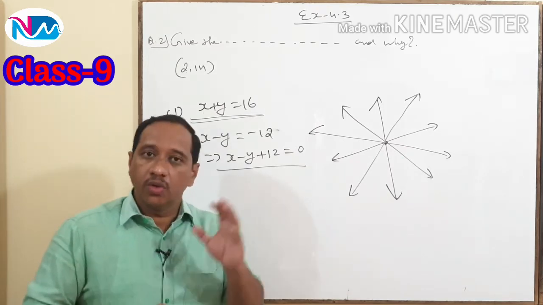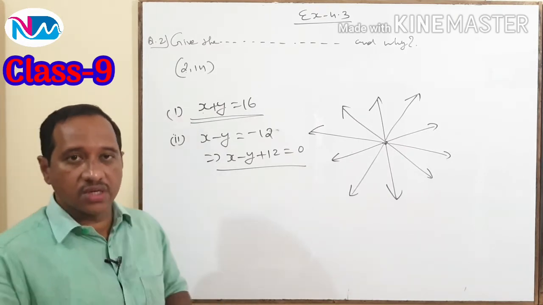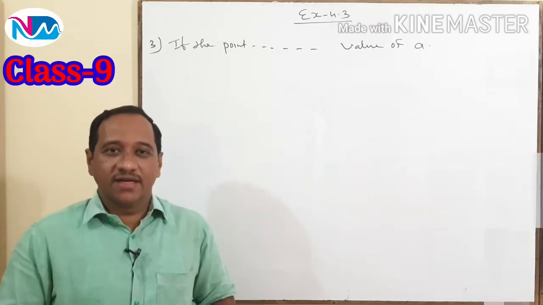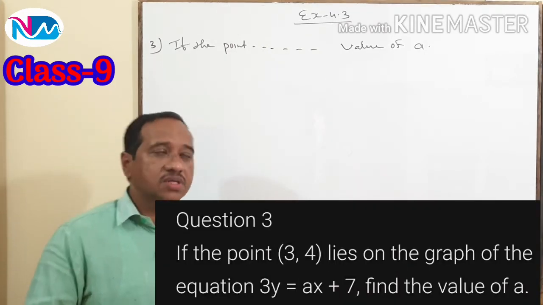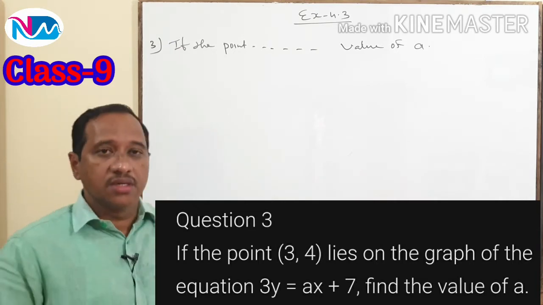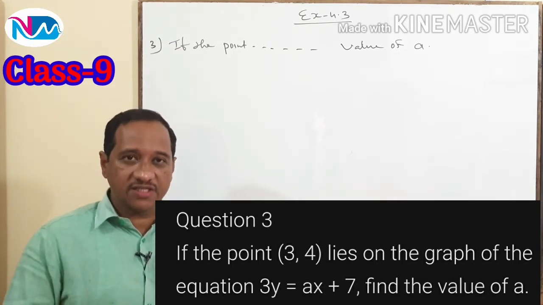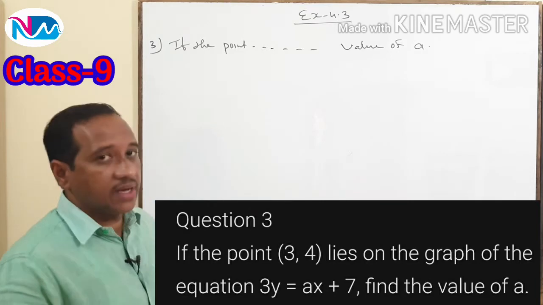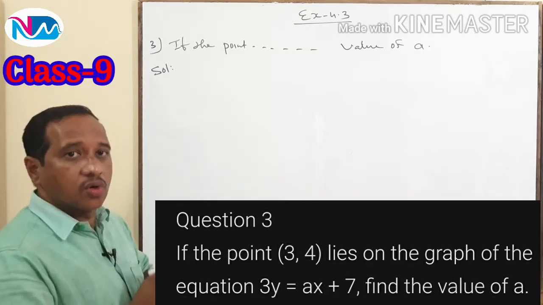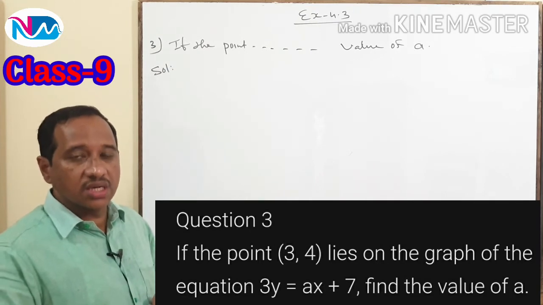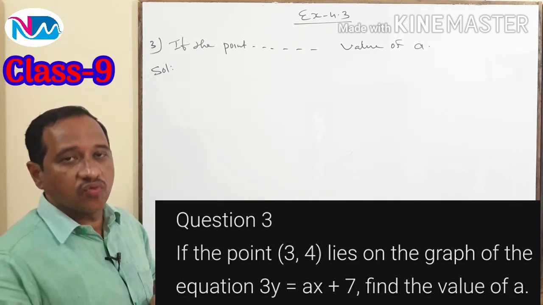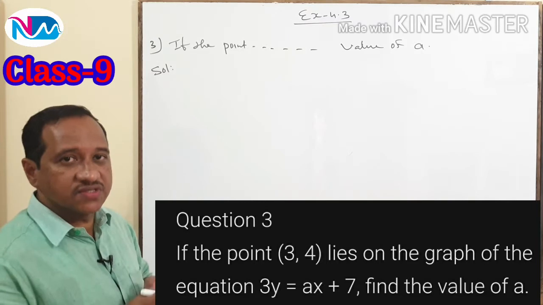So, I hope you understood the solution for question number 2. The third question is, if the point (3, 4) lies on the graph of the equation 3y = ax + 7, find the value of a. So according to the question, the point (3, 4) lies on the graph of the equation 3y = ax + 7.